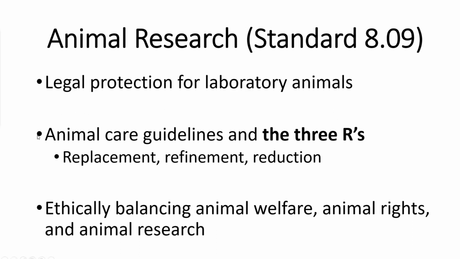With a lot of our animal care guidelines, the ethics committees will focus on the 3 R's. When you're trying to get approval for animal research, you have to list your considerations for the 3 R's, the first of which being replacement, the next being refinement, and the last being reduction. So for replacement, they're asking you to find alternatives to using animals.